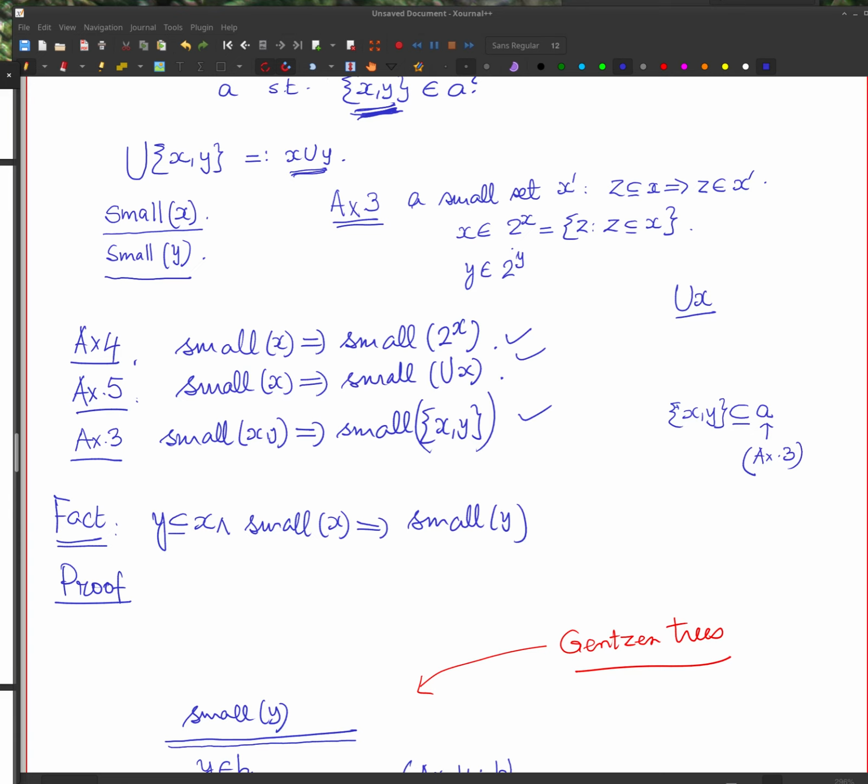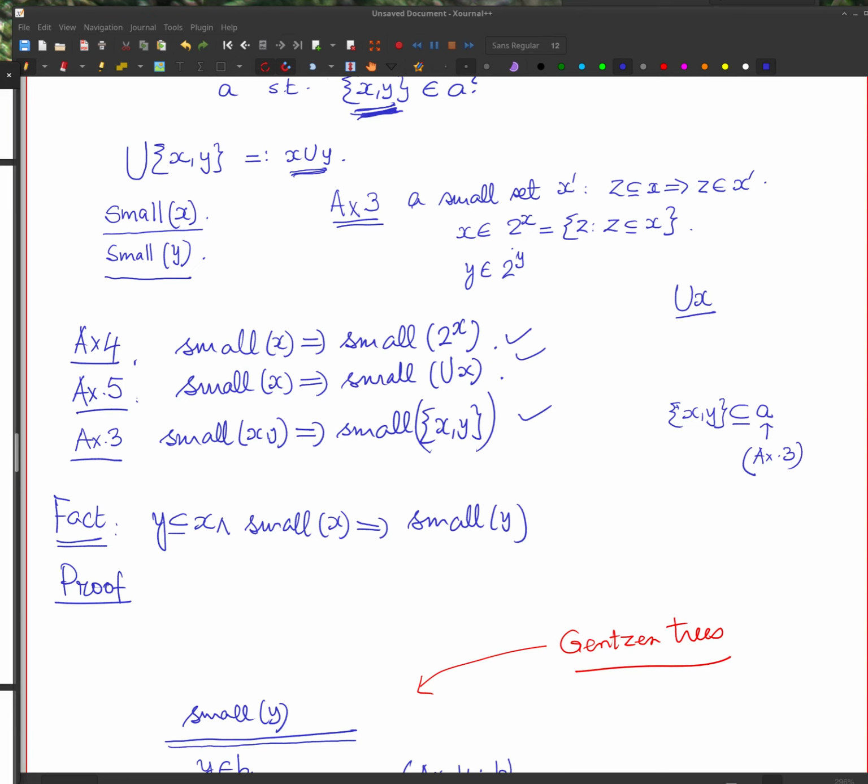You can immediately see that there's some connection with this power set business and so on and so forth. So there's some kind of an interplay between power set and union and so on and so forth. So that's what this is about. Okay.